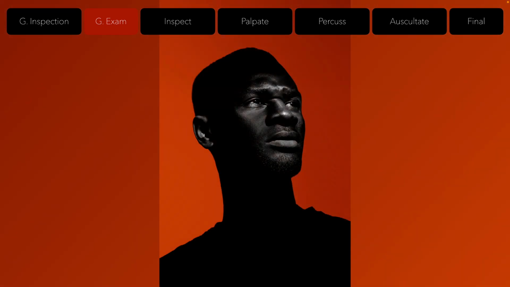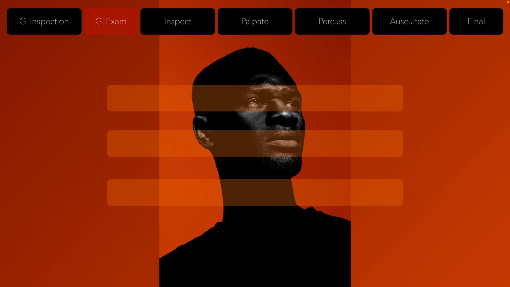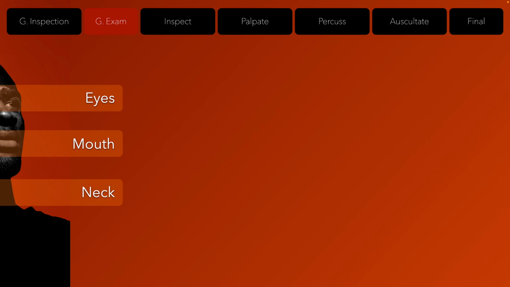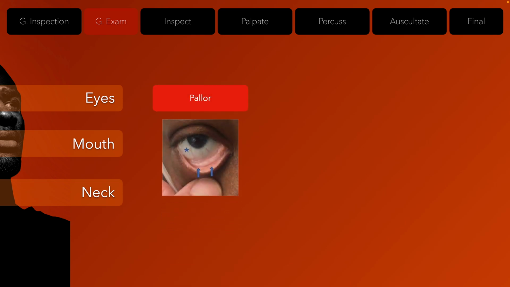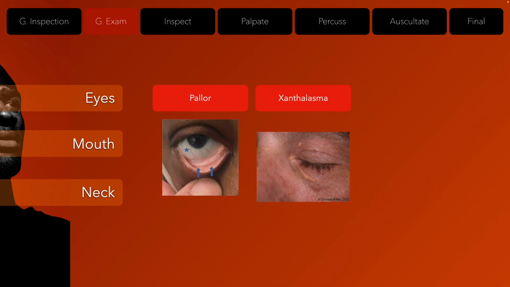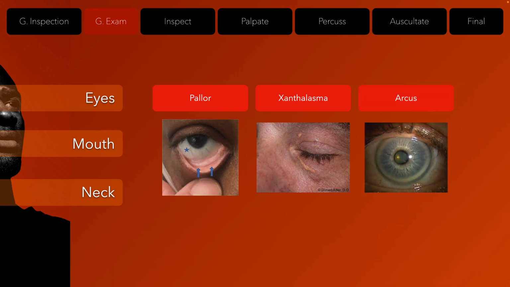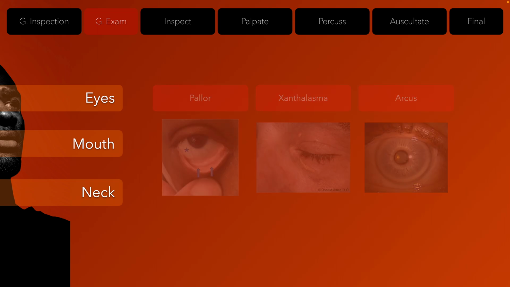Now, when we think about the face, break it down into 3 areas. We've got the eyes, the mouth, and then onto the neck. So move contiguously so you don't miss stuff. So eyes, we're looking for pallor of the conjunctiva, indicative of anemia, xanthelasma, and corneal arcus. Students always get pallor, great, but quite often the corneal arcus is missed, I've noticed.